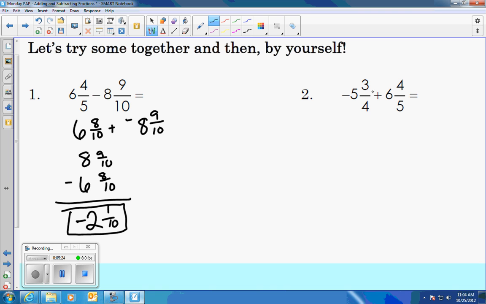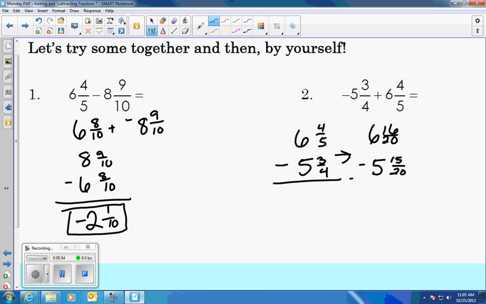On the next one, we have more negatives than we do positives, so we are going to end up subtracting our numbers. Sorry, we have more positives than we do negatives. I think I said that backwards. But I have to find a common denominator first. So between 5 and 4, that's going to be a 20. So I'm going to multiply both top and bottom by 4. And this one's going to give me times 5, so that'll be 15 over 20. And luckily, I do not have to borrow on this one. So since there was more positives than negatives, my answer is going to be positive.